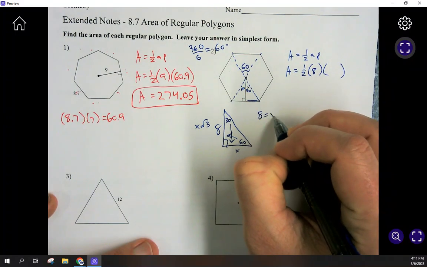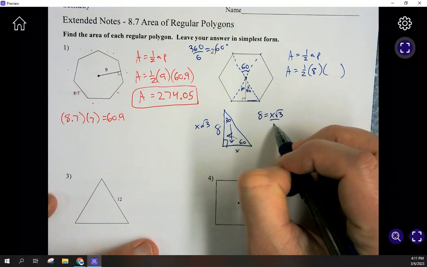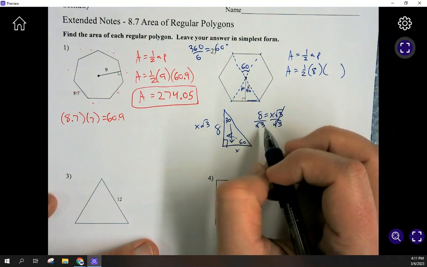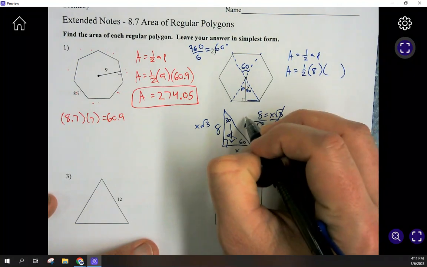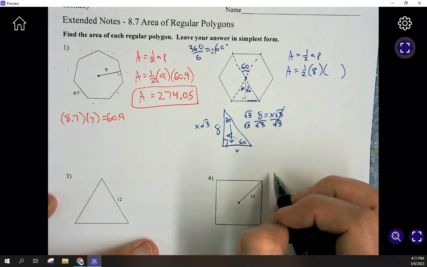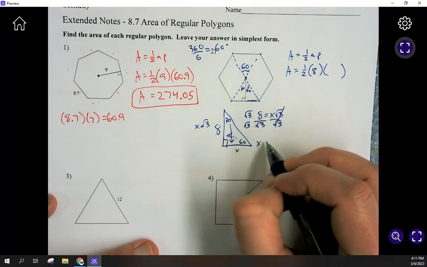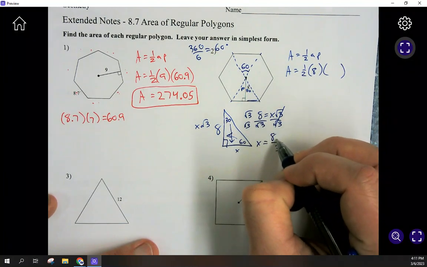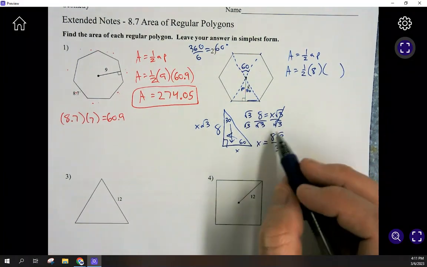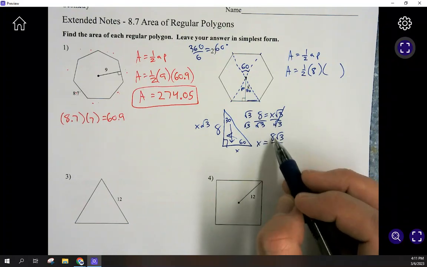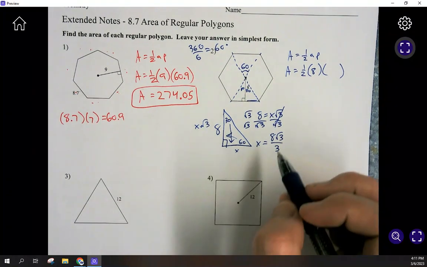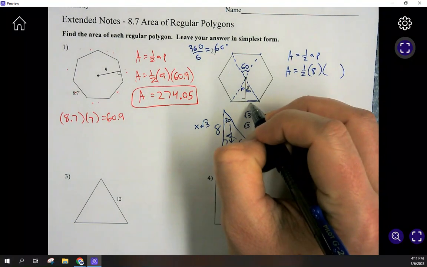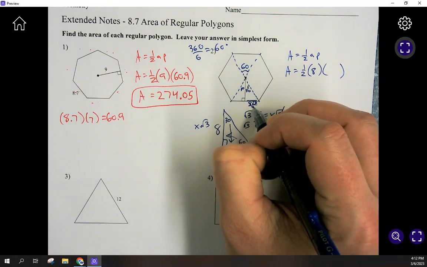So 8 equals x radical 3. Divide by radical 3. This is what x is, but we don't leave it with the radical 3 down there, so we're going to multiply top and bottom by radical 3. So on the bottom now, I get 3. And on the top, I have 8 radical 3. That doesn't simplify. Now, it's nice when this number down here can divide with that number, but in this case it doesn't. 3 doesn't go into 8 evenly. So we're going to leave it just like this. So that little piece right there is 8 radical 3 over 3.